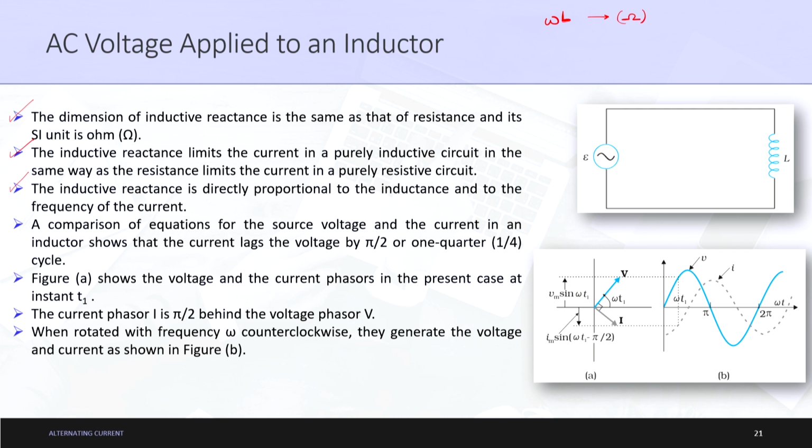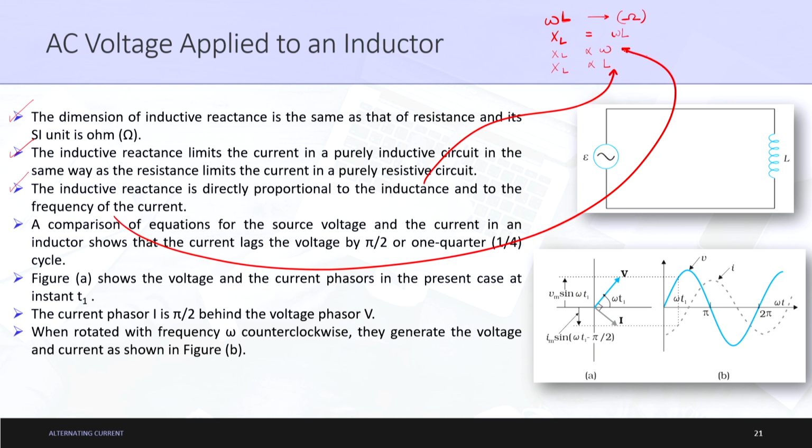Okay. So, the inductive reactance is directly proportional to the inductance and to the frequency of the current, quite evident as you can see. So, as we know, XL is nothing but equal to omega L, correct. XL is basically inductive reactance. This XL is directly proportional to omega and this XL is also directly proportional to L. So, what is written here? The inductive reactance is directly proportional to inductance and it is also directly proportional to the frequency of the current. Okay. So, that thing is also explained.